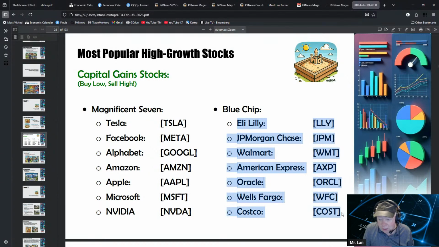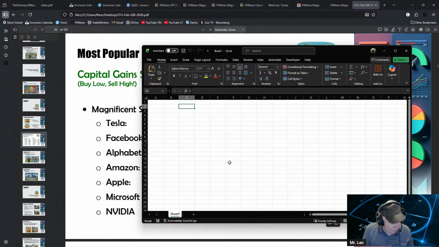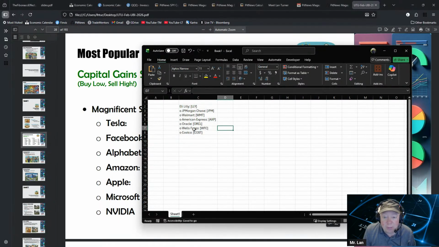Let's try this. All right. I'm going to hit Control C to copy, go over here, hit Control V, and sure enough, it put them all into a column. Now, the problem is it didn't separate the column. So I've got all of the words in there. I need it in a column like this.